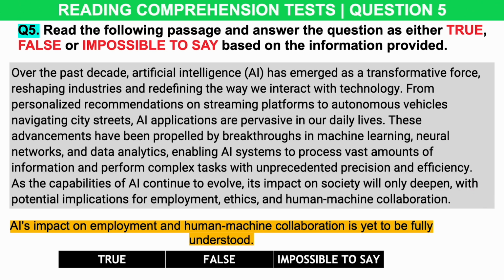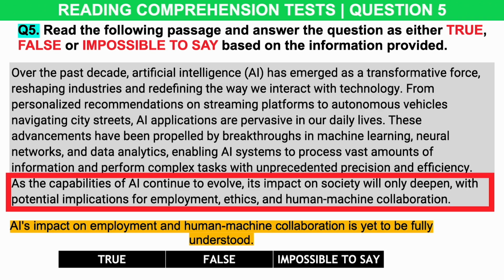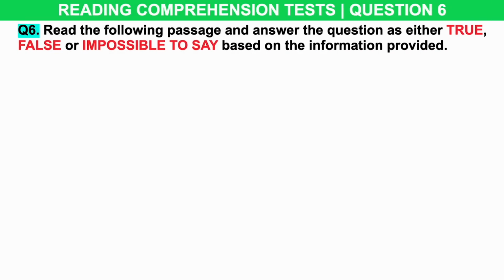What did you put? Well, the correct answer is actually true. The answer is supported by the passage, which mentions that AI continues to evolve. Its implications for employment and human-machine collaboration will deepen. The passage highlights that while AI brings advancements and efficiencies, it also raises questions about its effects on employment and ethical considerations, suggesting that further understanding is needed in these areas. Therefore, the correct answer is true, as it reflects the passage's emphasis on the ongoing and evolving nature of AI's societal impact.